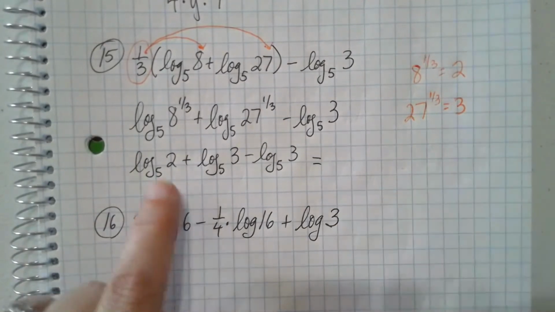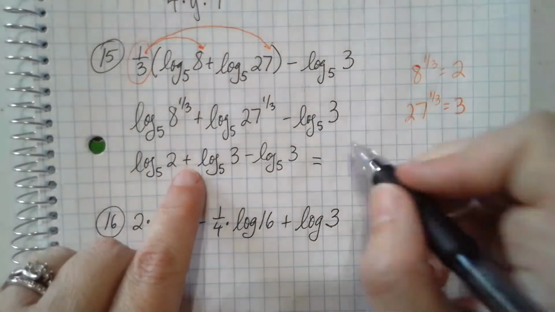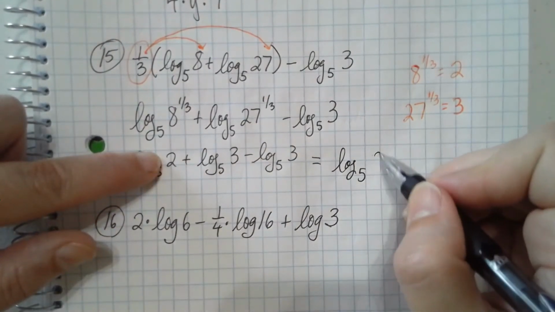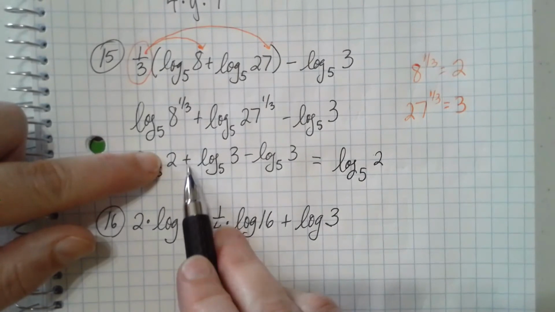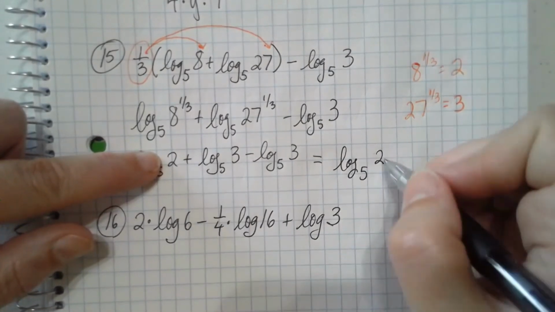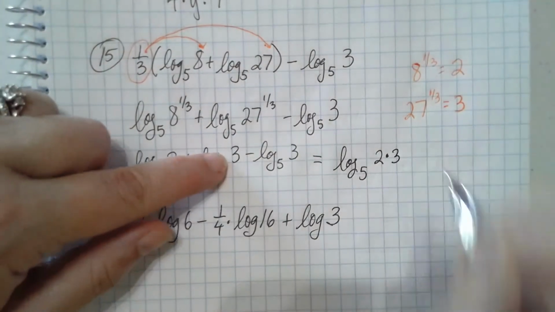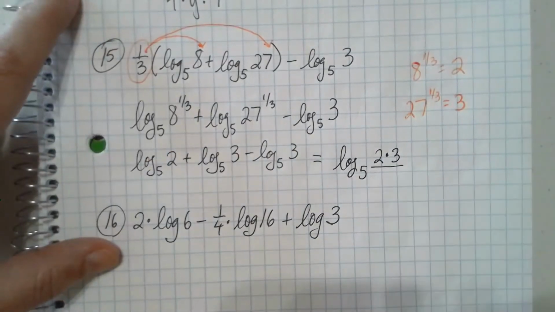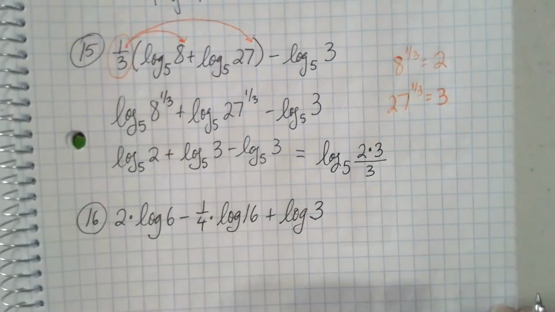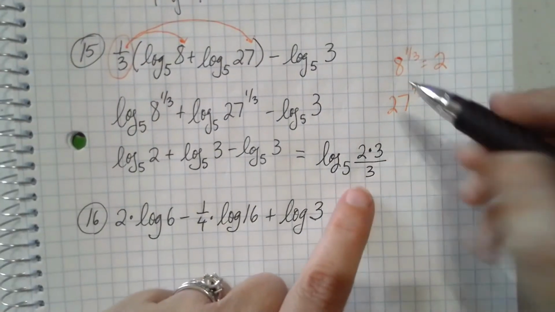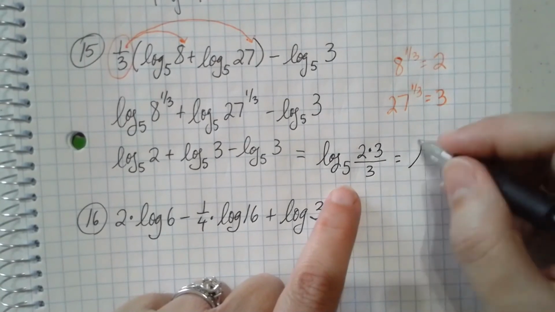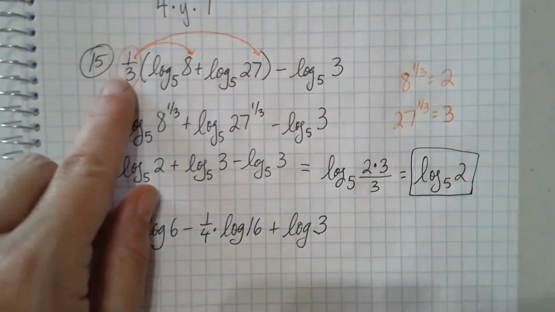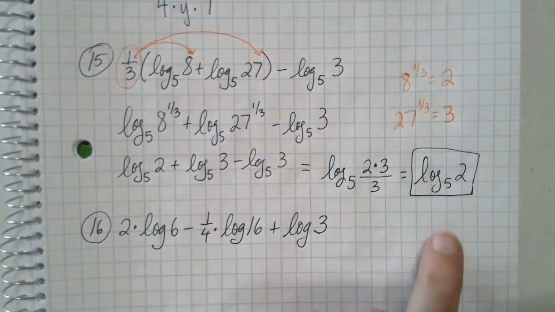So what do our operations now tell us to do? We're going to put it all into one. Log base 5, start with the 2. This plus sign tells us to multiply times the next one, which is a 3. This subtraction sign tells us to divide, so we're going to divide all of that by 3. So 2 times 3 is 6. 6 divided by 3 is 2. So we went from all of this to that.